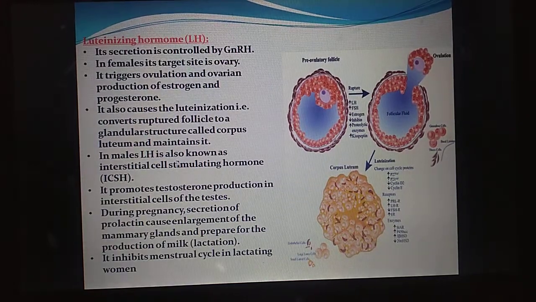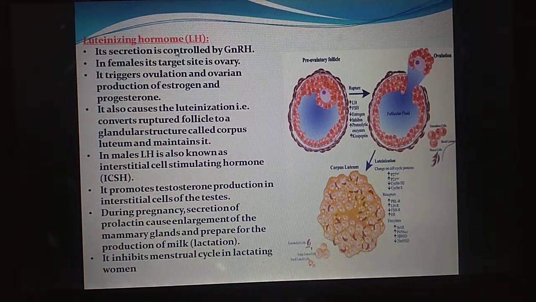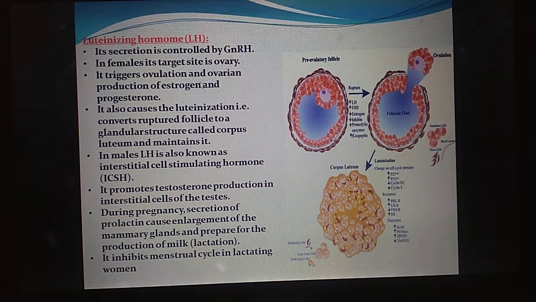Okay, next. Now luteinizing hormone or LH. Its secretion is controlled by gonadotropin releasing hormone. In female, its target site is the ovary. It triggers or stimulates ovulation, that is the release of ova, and ovarian production of the estrogen and progesterone. Ovarian production means production by the ovary of estrogen and progesterone.